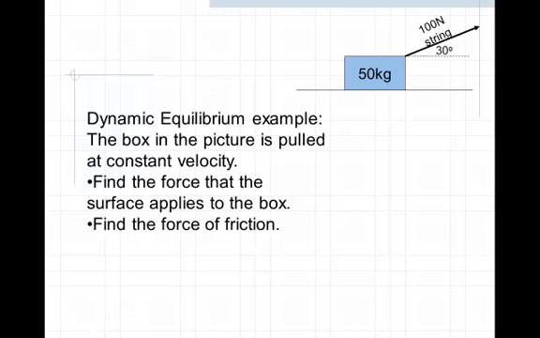Here's the dynamic equilibrium example that we will solve. The box in this picture is pulled with constant velocity. That's a key part of this problem. We need to find the force that the surface applies to the box. Normally that's called the normal force. And we want to find the force of friction. Because this object is moving, that's going to be a kinetic frictional force.